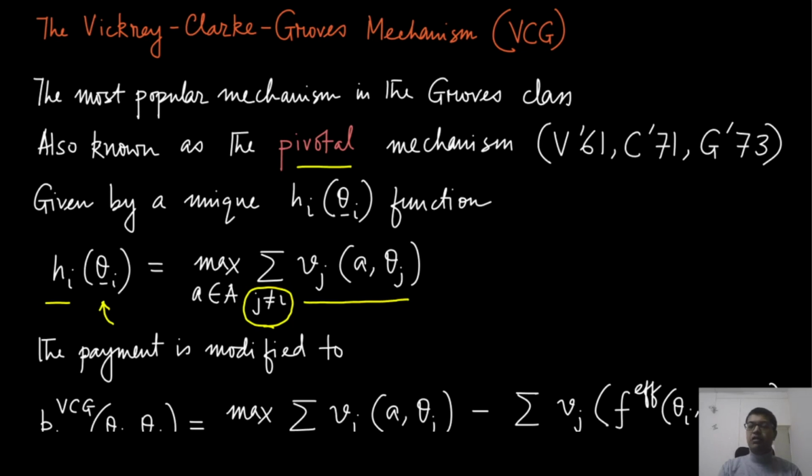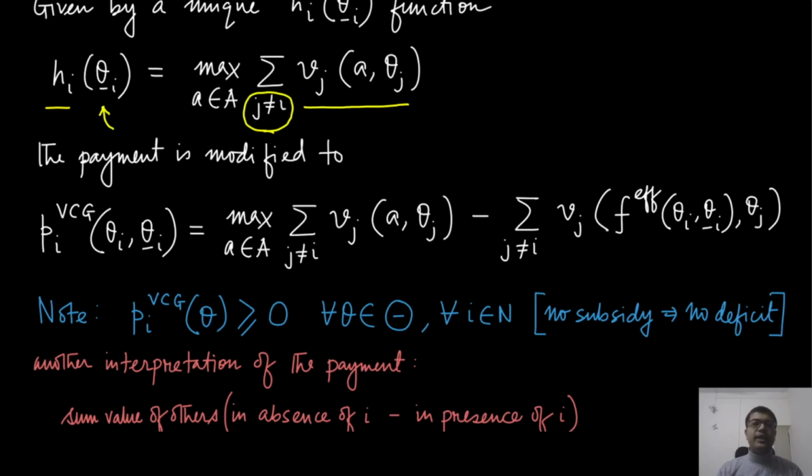So it is picked in the following way. It is trying to maximize the sum of the valuations of all the players except agent i. So imagine as if player i has been removed from the system. What is the total social welfare, the maximum social welfare that can be achieved without that agent? That is the h_i(θ_-i) function. So with that, the payment is going to be modified to the following. This is the payment for player i. h_i(θ_-i) comes here. That is the total social welfare without agent i, the maximum social welfare without agent i.